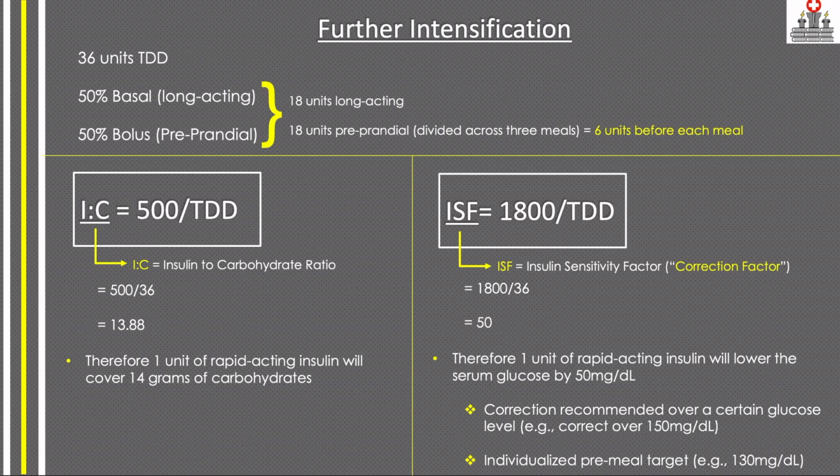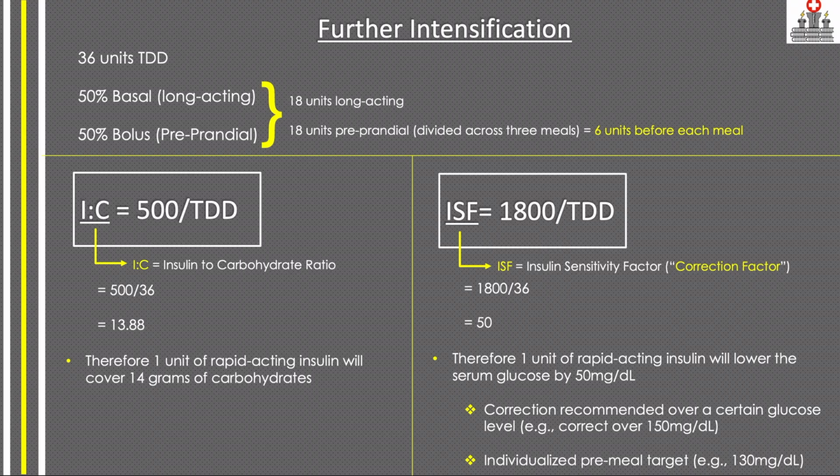Now, although 1 unit of rapid acting insulin, as in this example, will lower the glucose by 50 milligrams per deciliter, we don't want to always give it. Specifically, what if the patient had a glucose of 50? We don't want to give that and they would plummet to 0. So we typically recommend over a certain level, they give a correction factor. Commonly, we'll see over 150, they should give a correction factor. So for example, 50 milligrams per deciliter is what will be reduced by 1 unit of rapid acting insulin if the sugar is over 150.